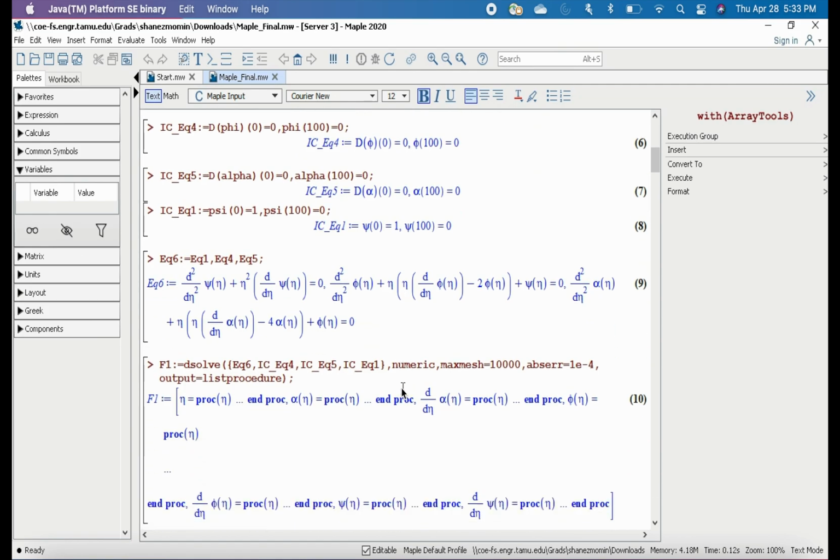Now we merge all the equations into one equation. We feed the equations and all the boundary conditions to the dsolve function. We are looking for a numerical solution. Our mesh size and absolute error values are defined to get a highly accurate numerical solution. We obtain the output in the form of a procedure. Once we have our output, we extract the values of alpha, phi, and psi with respect to eta and plot it.